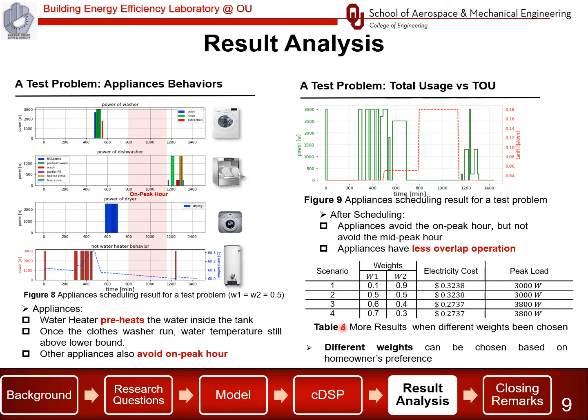And this table shows more results when different weights are chosen for the deviation function. If the homeowner values the peak load more, they might have a higher W2, which means they put more weight on peak. Now you can see the peak is less, but you might have a higher utility bill. If you value the cost more, you might choose a higher W1. So the cost will be less, and the peak load, however, will be a little bit higher. So different weights can be chosen based on homeowners' preferences.